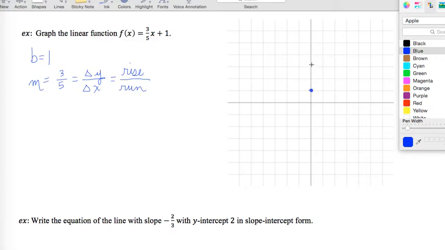So we go up 1, 2, 3, over 1, 2, 3, 4, 5 to get to the next point. Or you could think of this as -3 over -5 and go down 3 because rise is negative, left 5 because run is negative, to get to the next point. That's another way to interpret slope, because that's the rise and that's the run.